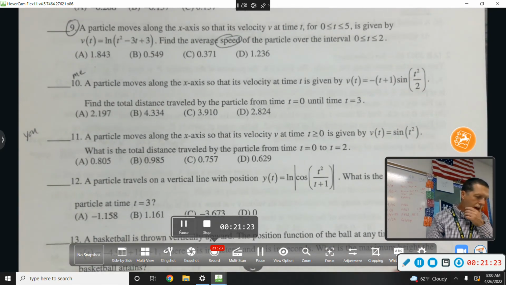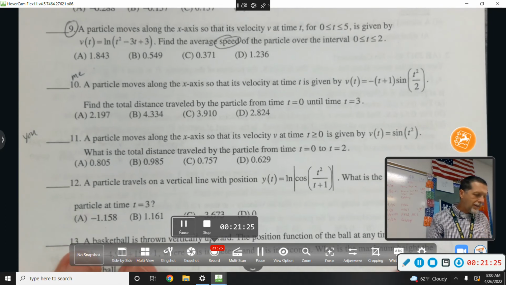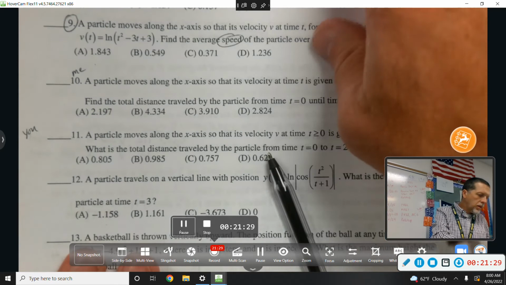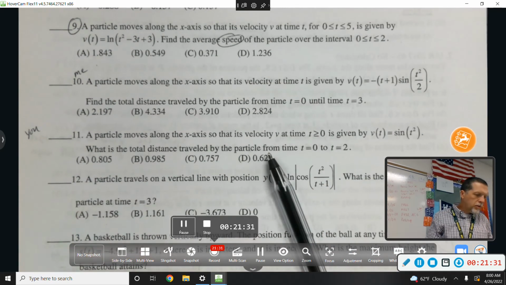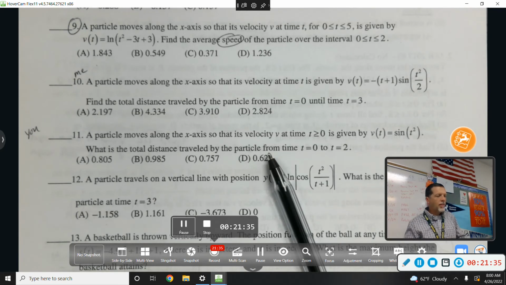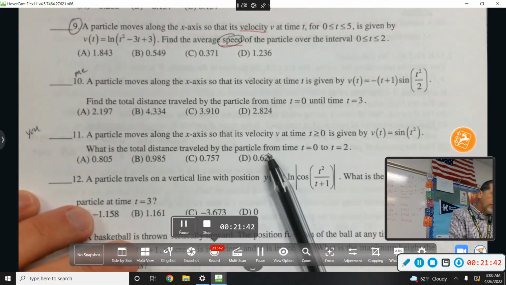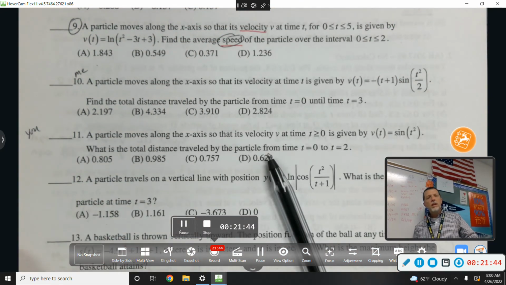On the back, I want to look at number 9 and 10. That might be all we get to today. Number 9, a particle moves along the x-axis so that its velocity is given by that thing. Find the average speed of the particle. Okay, how do I get from velocity to speed? Like, how are those related to each other?